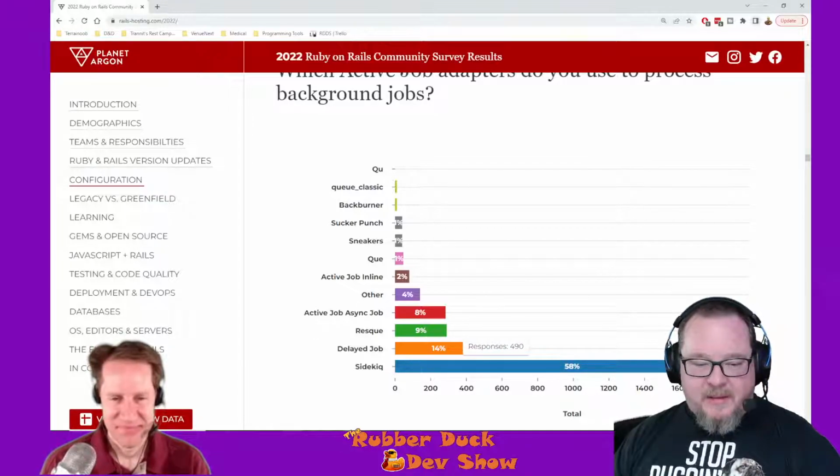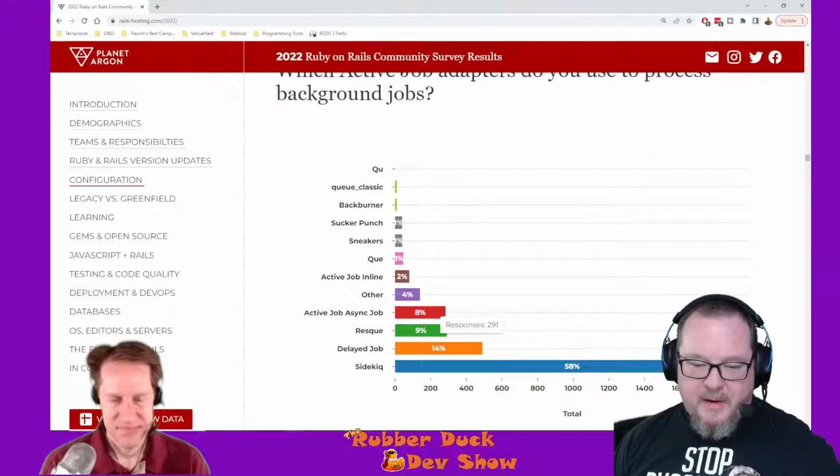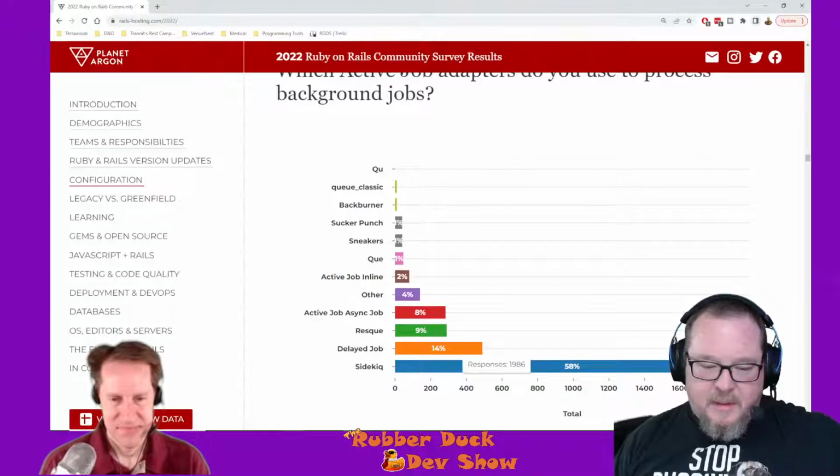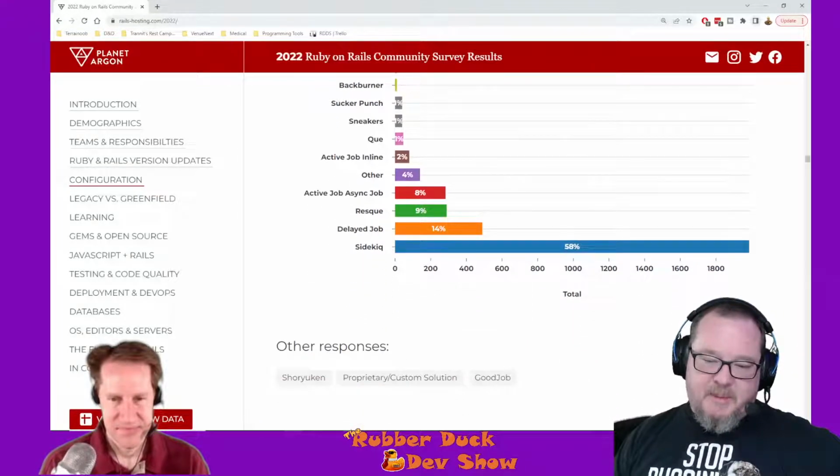Yeah, I mean, I think about 7 or 8 years ago, Delayed Job was probably the biggest one. And Resque used to be a lot bigger, I think, too. But this, yeah, Sidekiq is what everybody uses now. So I can't say I'm surprised by that.